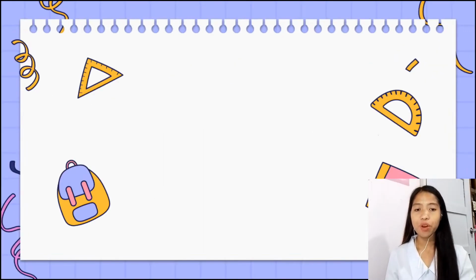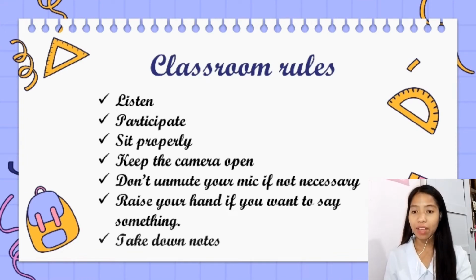Okay, now, before we begin our next lesson for today, we have a game. Do you want a game, my dear grade 5 students? Okay, very good. But before that, we have the classroom rules. Our classroom rules are: listen, participate, sit properly, keep the camera open, don't unmute your mic if not necessary, raise your hand if you want to say something, and take down notes. Okay, now let's proceed to our game.